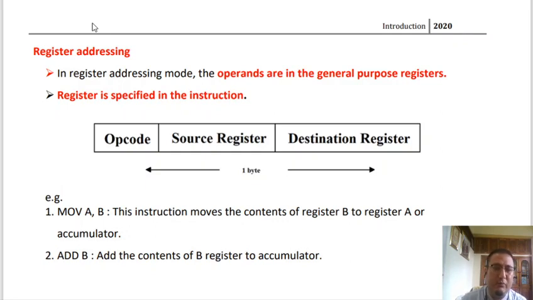MOV A,B: it will move the content of register B to register A, that is, the accumulator. Likewise, ADD B: it will add the content of register B to the content of the accumulator and store the result in the accumulator. These are the examples of register addressing mode. So in register addressing mode, the operand is in the register, and the register is specified in the instruction.